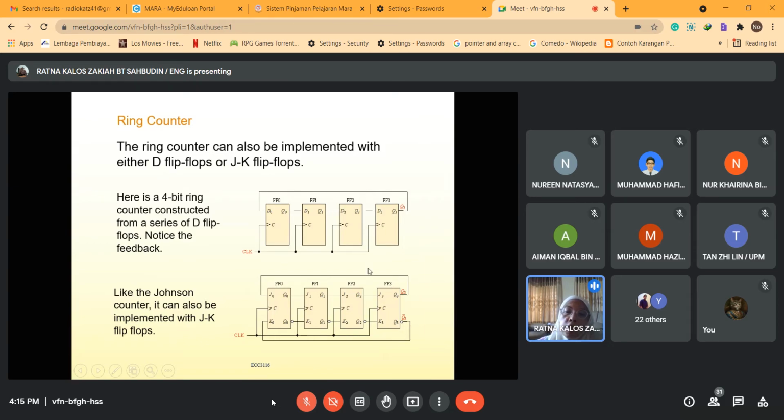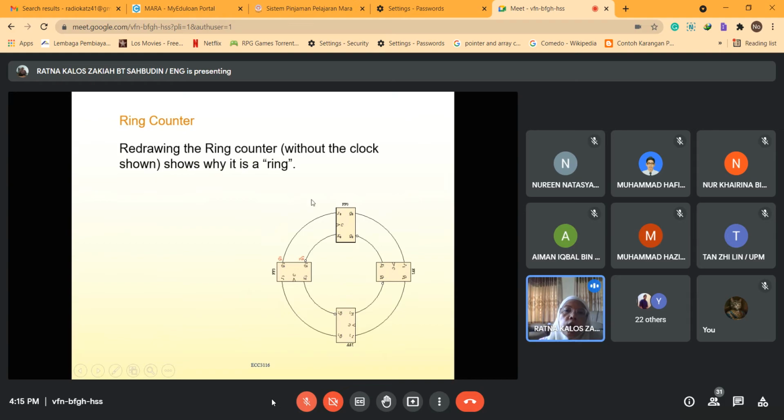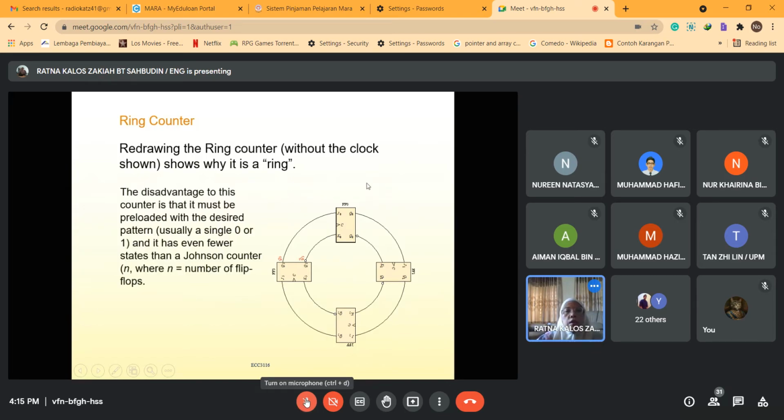So Q3 is connected to J naught here, and then Q3 bar is connected to K naught. If you redraw the ring counter without the clock shown, it shows why it is a ring. Remember just now J naught is connected to Q3 and K naught is connected to Q3 bar. So it looks like a ring, right? That's why you call this a ring counter.